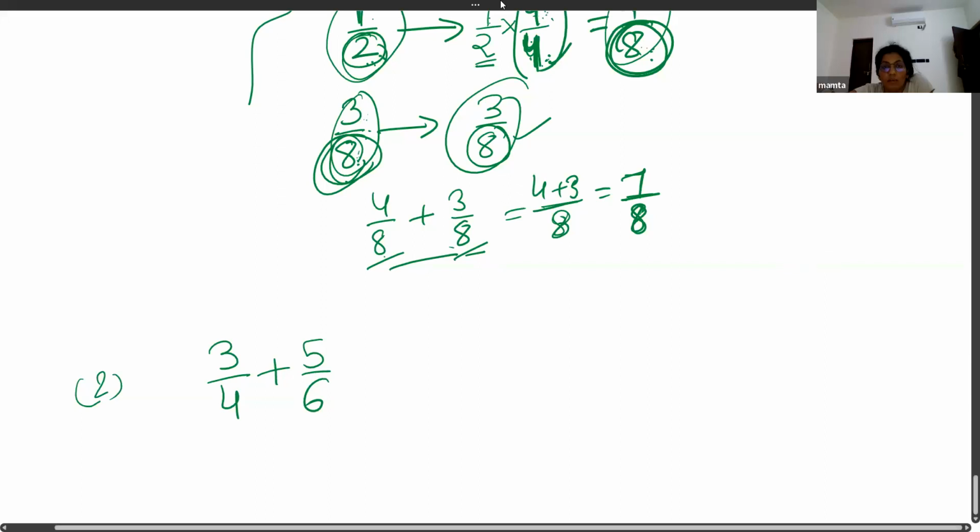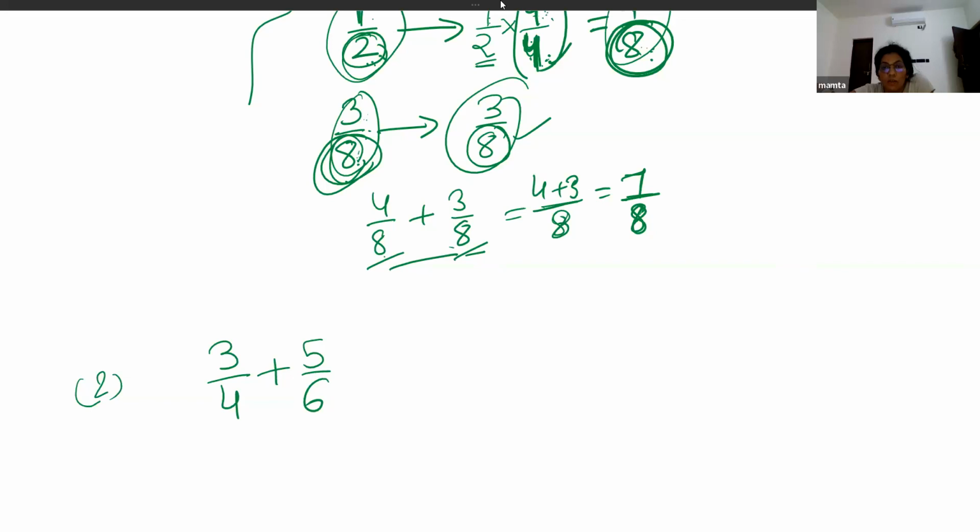Please, all of you type your answer in the chat box. Anvit, you have told the LCM. The LCM is correct, whatever you have typed, that is the LCM, but the sum is... Yes, Adya, please write your answer in the chat box. Aishwarya, wrong.